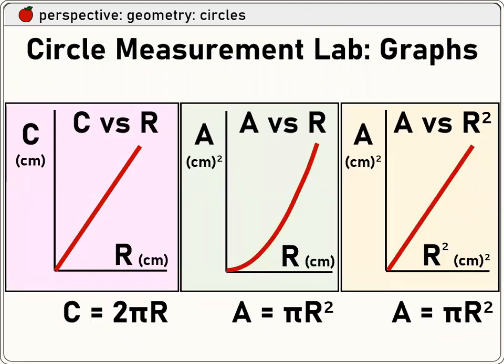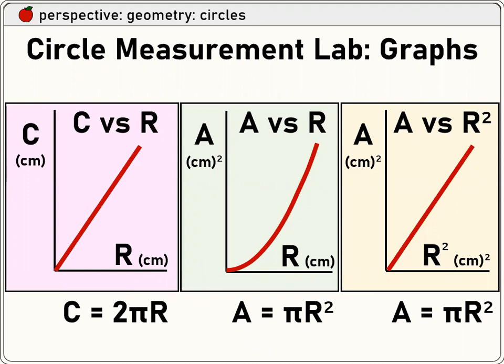These are 3 graphs that came out of that lab. Circumference versus radius was a direct relationship. And it should come out something like circumference equals 6.28 times the radius, that is, circumference equals 2 pi r. Now, if you did area versus radius, you guys remember that came up to a parabola shape, right? And what would the equation of that parabola be, though?